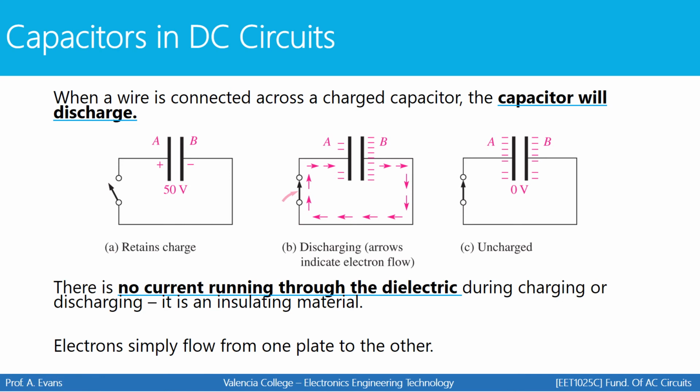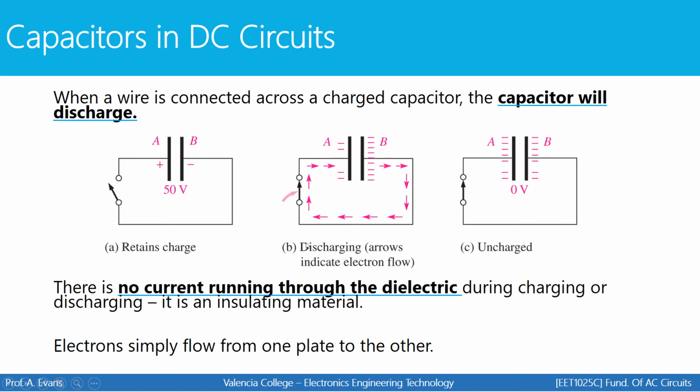So this is how a capacitor works. It stores charge when you connect it to a DC source, and then you can take that capacitor and use it as a temporary voltage source, keeping in mind that as soon as you allow the capacitor to discharge, it is going to begin losing charge over time until it gets to a point where it is completely uncharged.